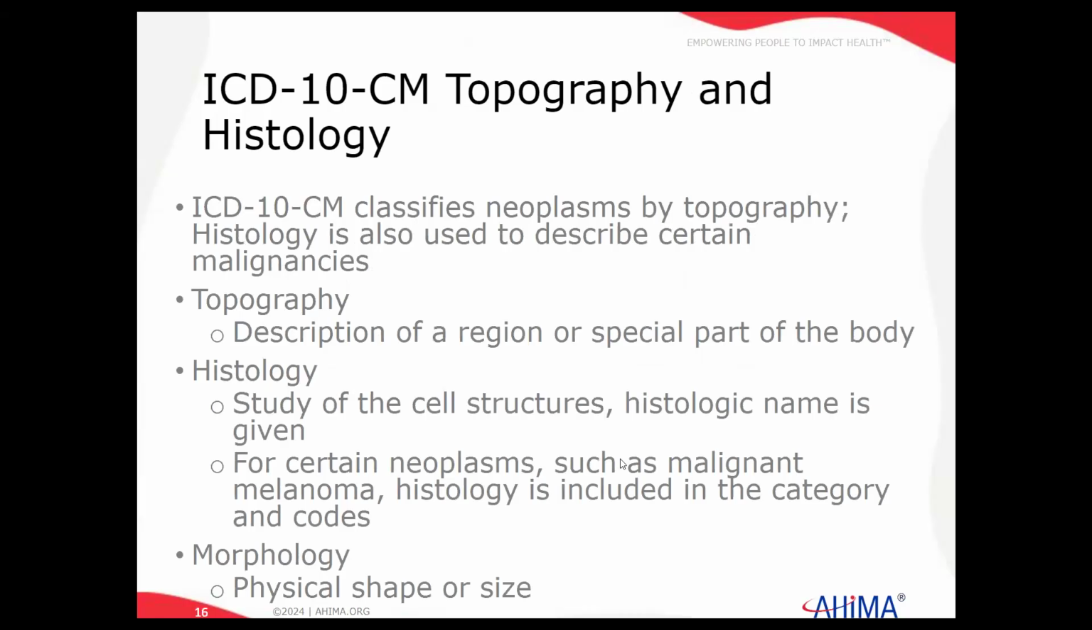With ICD-10-CM and cancer coding, we look at 3 different things that drive codes. First is the topography, the histology, and the morphology. The topography we've already looked at with the region. It's the specific part of the body. The histology is the study of the cell structures. And sometimes with a histological term, it kind of gives the code, such as malignant melanoma. And then the morphology is the physical shape or size of the cancer.